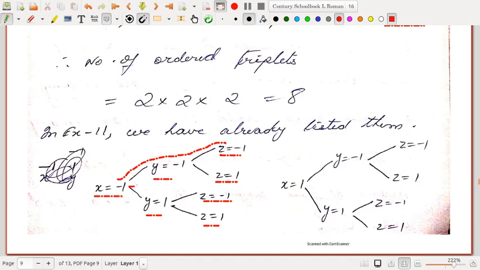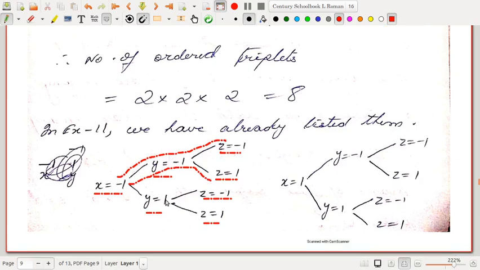Another triplet is minus 1, minus 1, and 1. Okay, this is another triplet. Another triplet is minus 1, 1, and minus 1. Okay, and another triplet is minus 1, 1, and 1. Okay, so how many are there? 1, 2, 3, 4. 4 triplets we have already got.